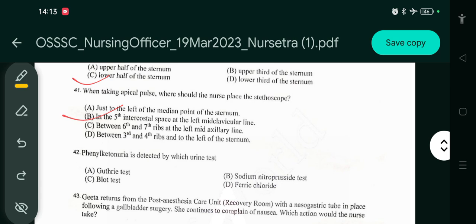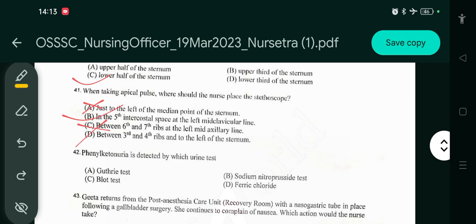Okay, and another is option A. Why not option A? Just to the left of the median point of the sternum. In this position the tricuspid valve is present, so we cannot choose this position to check apical pulse. Between 6th and 7th ribs, the left mid axillary line. Here also we cannot check, it is not the actual place.